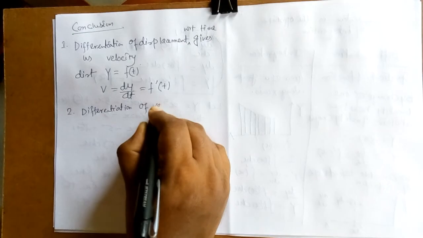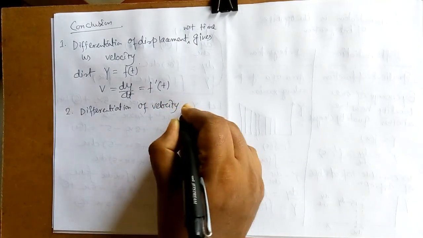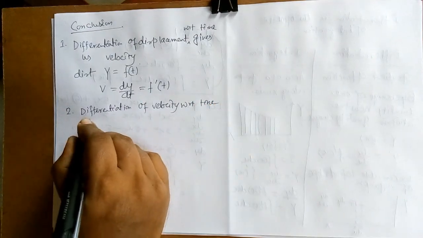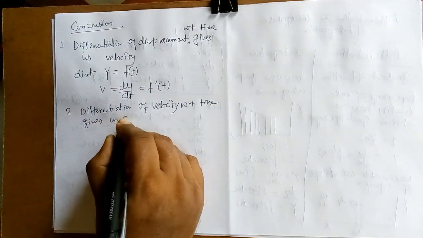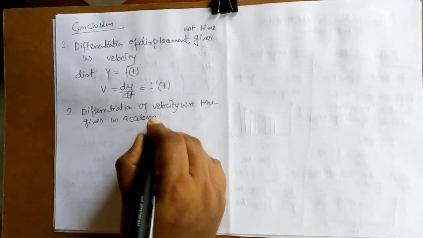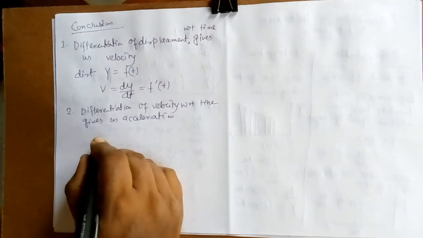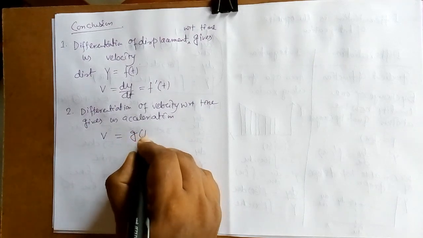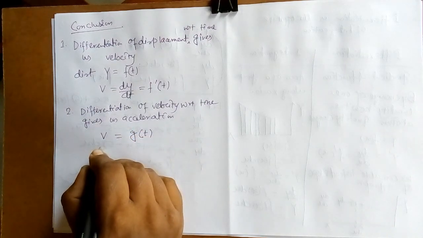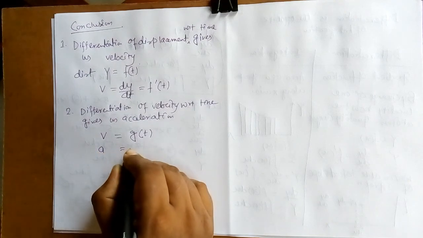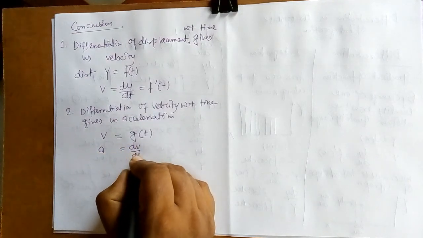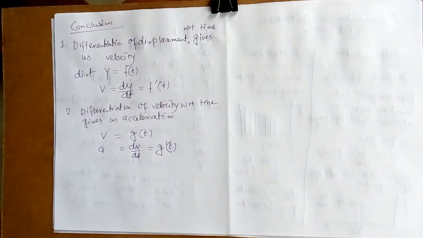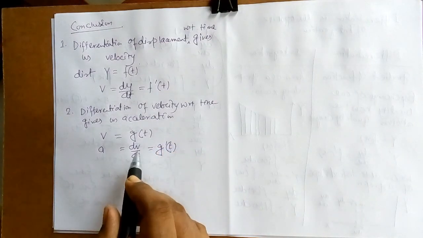Another one too: differentiation of velocity with respect to time gives us acceleration. That means if velocity is another function of time, then acceleration is dv by dt, and it can be written as g dash t. Okay, so g dash is another function.